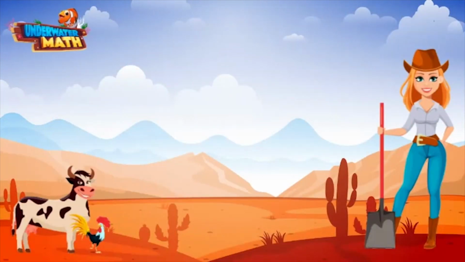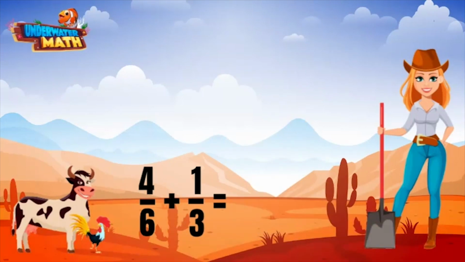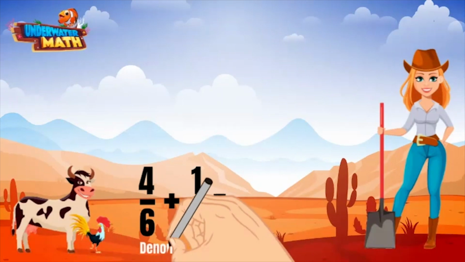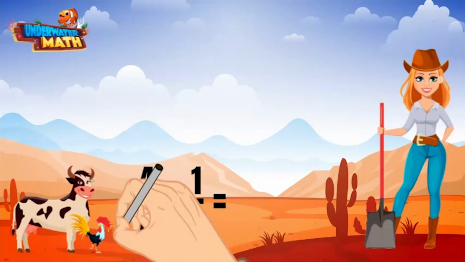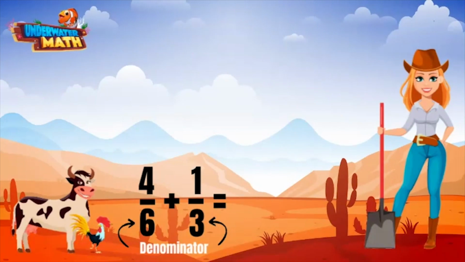Out here on the farm, we work every day to make sure our animals and crops are cared for. Yesterday, I harvested 4/6 of the field, and today I harvested 1/3. I want to know the total fraction of the field I have harvested so far. This means I need to add together 4/6 and 1/3. The problem is that you can't add fractions that don't have a common denominator. The denominator is the bottom number of a fraction, and having a common denominator means the denominators are the same number.